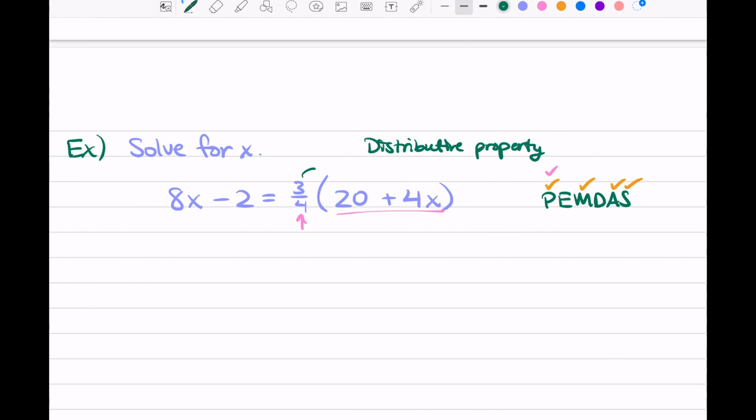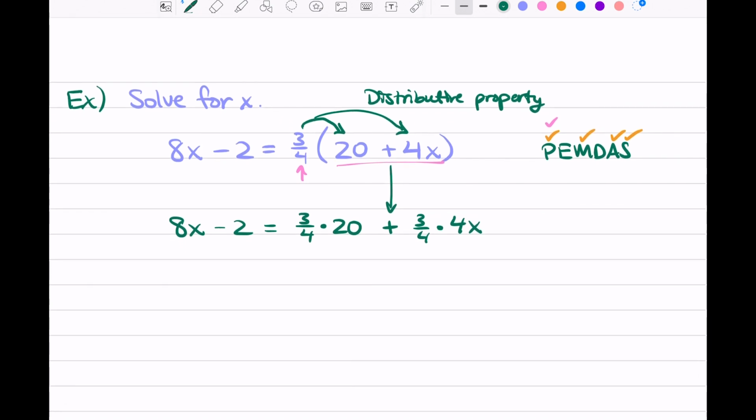And that says you multiply that outside number by each piece on the inside. So let's rewrite our equation. We're not even focusing on the left side, so let's just leave the left side the same. On the right side, we'll have 3/4 times that 20 that's on the inside of the parentheses, and then we'll leave that plus, and then we're going to multiply 3/4 times that 4x that's in parentheses. So that's the distributive property.